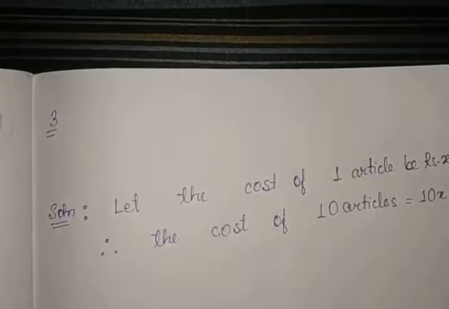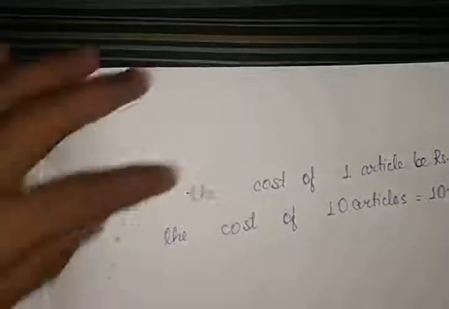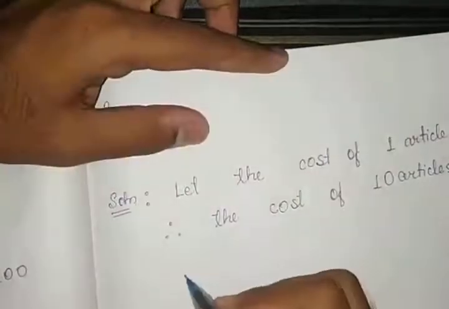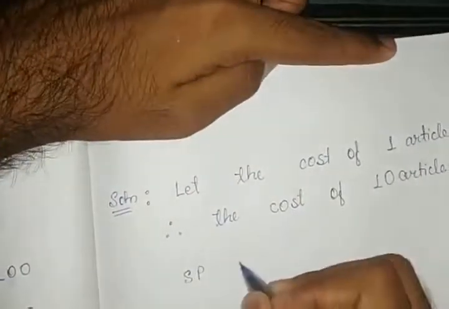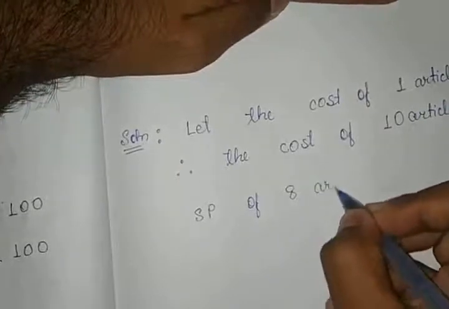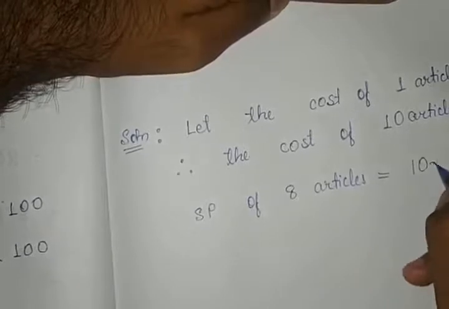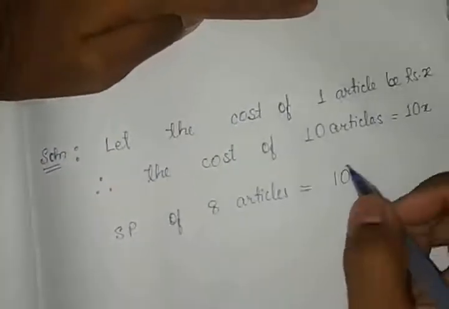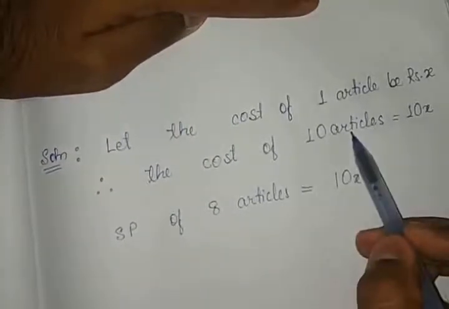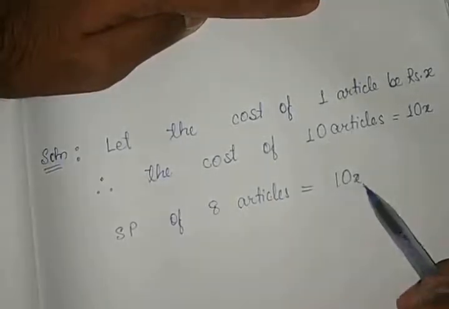Now in the question it is given that the cost price of 10 articles is equal to the selling price of 8 articles. So the selling price of 8 articles is also equal to 10x, because in the question it is said that the cost price of 10 articles is equal to the selling price of 8 articles. So that one will also be equal to 10x.